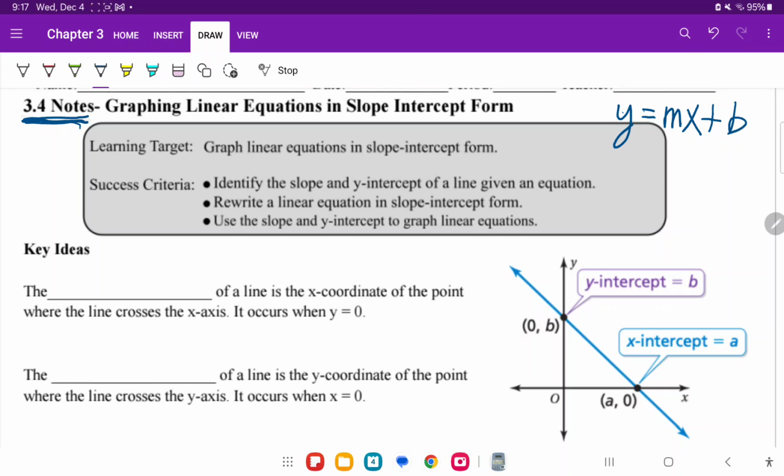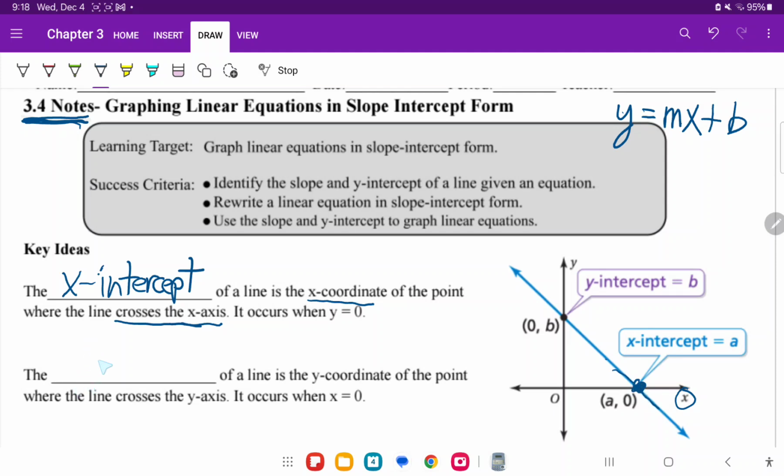The first key idea that we have here is the x-intercept of a line, which is the x-coordinate of the point where the line crosses the x-axis. If you see over here, the x-intercept is where it crosses the x-axis. That's the x-intercept, where it crosses that point right there.